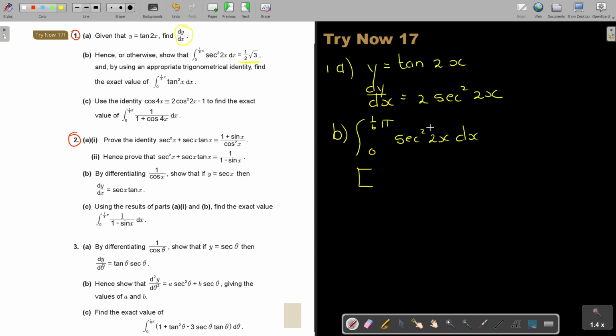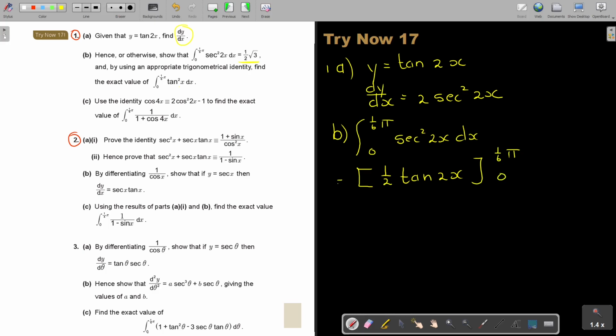Actually, what is the integral of sec squared? I know that also. I know that is tan x. But it's just now integration, that's why it's a half. Differentiation, it's just the 2. Integration, the reciprocal, a half. And then it's going to be tan 2x, evaluated from 0 to 1 over 6 pi.